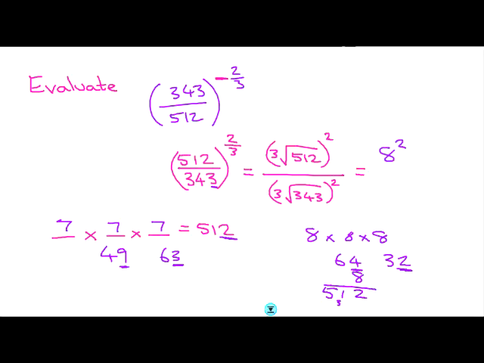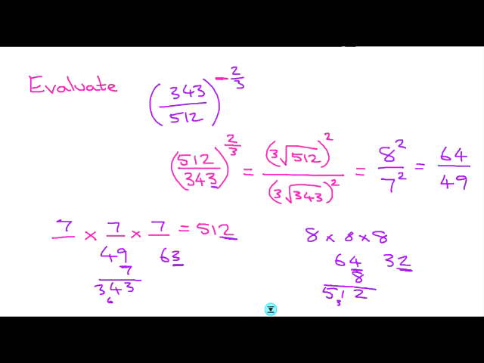Just to prove this to you, 49 times 7: 9 7s are 63, 4 7s are 28, plus that. There we go, 343. So without a calculator, just by using my knowledge of multiplying numbers, I can find out. So the answer is 64 over 49.